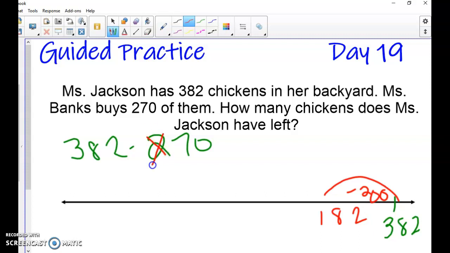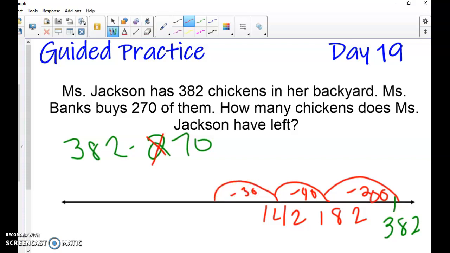Now I need to subtract 7 tens. That is a lot of tens, Miss Banks. So I think I want to break my tens apart and make it just a little bit easier for me to subtract. Let's see. I'm going to subtract 4 tens first, which is 40. 182 minus 40 is equal to 142. I still need to take away 3 more tens.